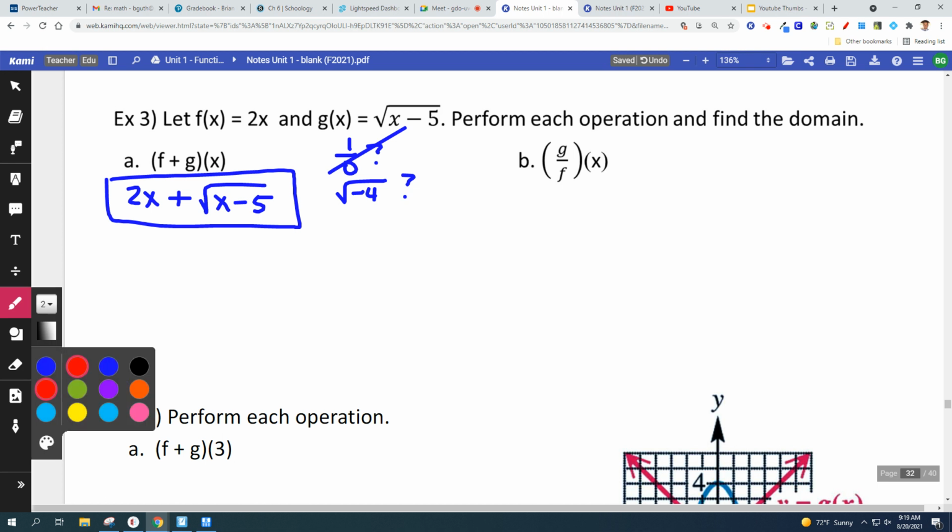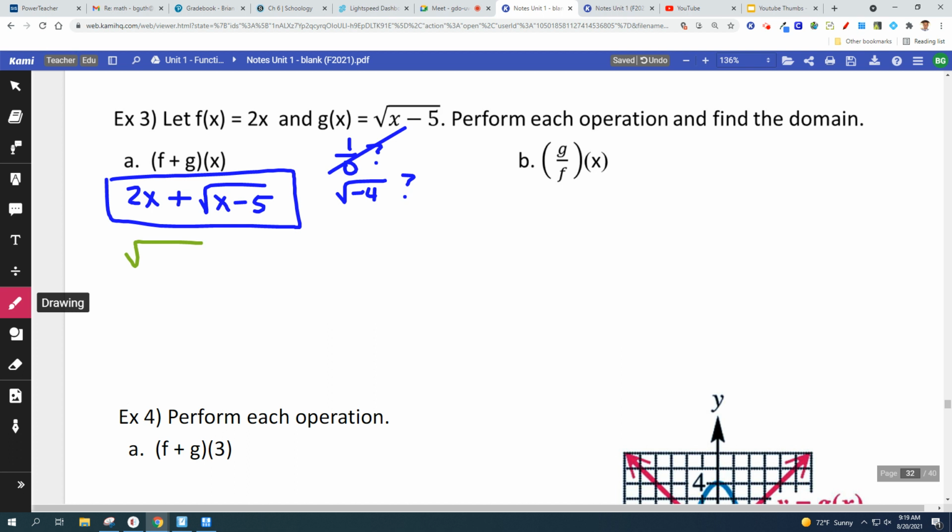What's my potential problem? Well, my potential problem is this expression right here. This x minus 5 can't be negative. That thing under the square root can't be negative. So another way of saying it is it has to be positive or 0. Another way of saying that is this expression has to be greater than or equal to 0. That expression can't be negative. So I know that x minus 5 must be greater than or equal to 0.